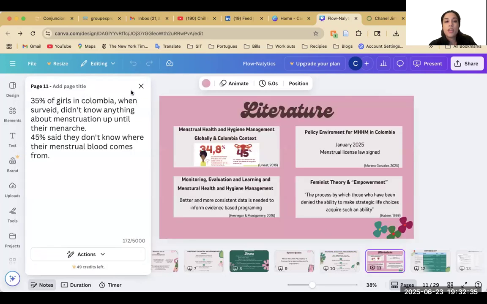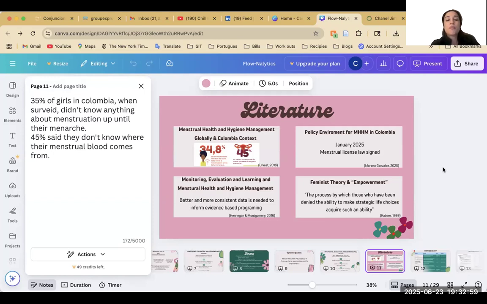No. So some literature. There's so much more literature, and I'm happy to share my whole document with anyone who would like to read it. But just some literature to kind of ground us: menstrual health and hygiene management globally and in the Colombian context.